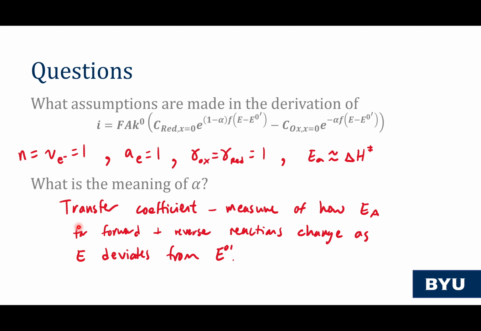So we said that n is equal to 1, or in other words, the stoichiometric coefficient for electrons is equal to 1. We said that the activity of electrons is equal to 1. We said that the activity coefficients for the oxidized and reduced species are equal to 1. And we assumed that the activation energy is approximately equal to the change in enthalpy to the transition state, or in other words, there's no PV work.